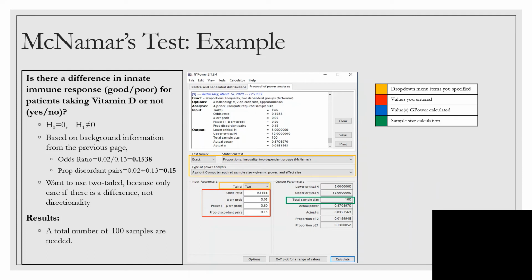Taking a look at our example, if there's a difference in innate immune response, patients taking vitamin D or not, the null is there is no difference, the alternative is there is a difference. We have that background information we had from the last page. So the discordant pairs were 0.02, that proportion, and the other pair proportion was 0.13. The quotient gives us the odds ratio, and then the sum gives us the proportion of discordant pairs. We can enter those here and here respectively. We'll use a two-tailed test because we care about a difference. That gives us a sample size of 100.